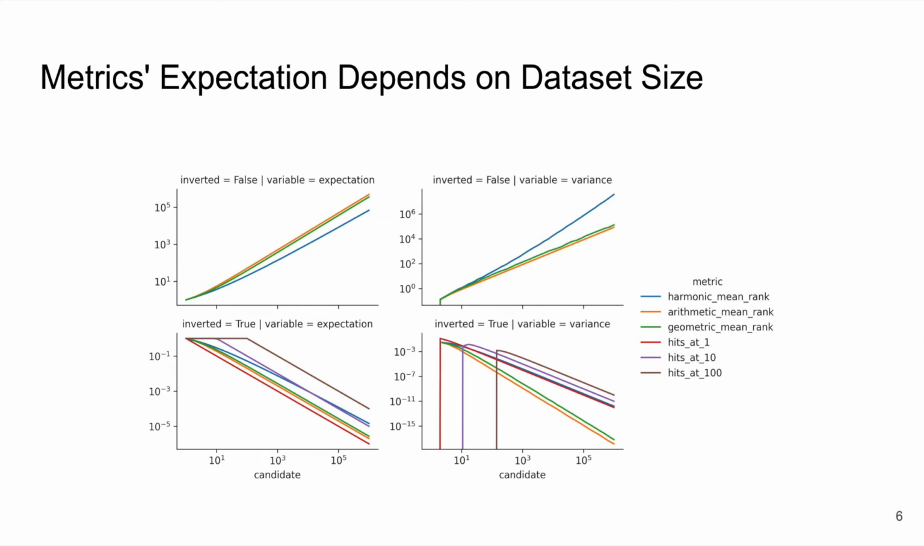Just to drive this notion home, we simulated the evaluation across random data sets to show that the expected value and the variance of each metric increases with data set size, and show this on the first row of the chart.